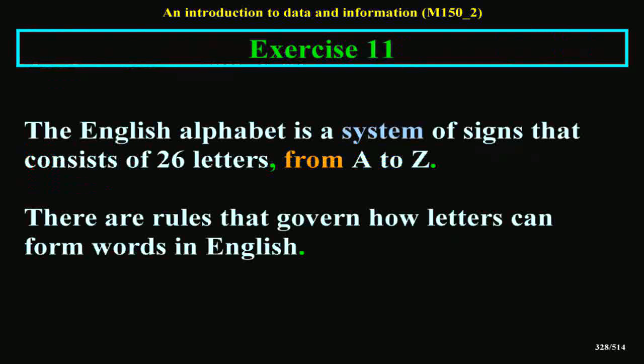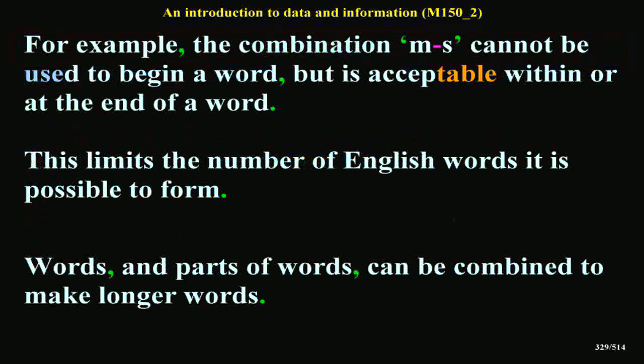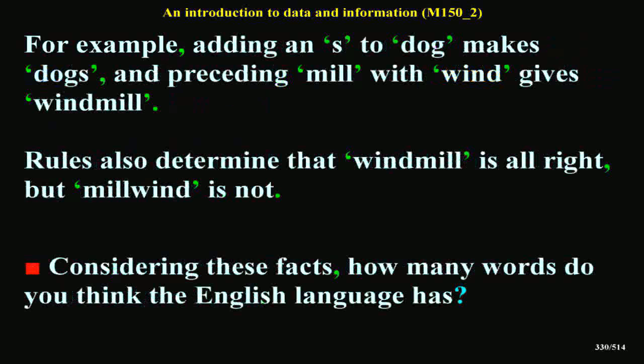Exercise 11. The English alphabet is a system of signs that consists of 26 letters, from A to Z. There are rules that govern how letters can form words in English. For example, the combination MS cannot be used to begin a word, but is acceptable within or at the end of a word. This limits the number of English words it is possible to form. Words and parts of words can be combined to make longer words. For example, adding an S to dog makes dogs, and preceding mill with wind gives windmill. Rules also determine that windmill is all right, but millwind is not. Considering these facts, how many words do you think the English language has?